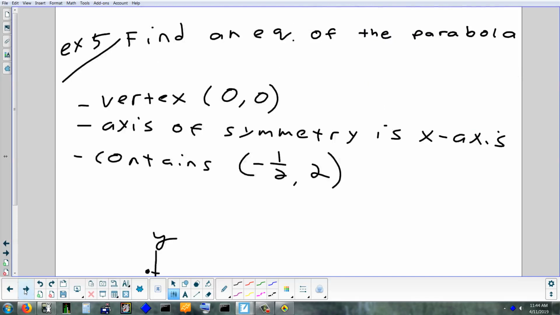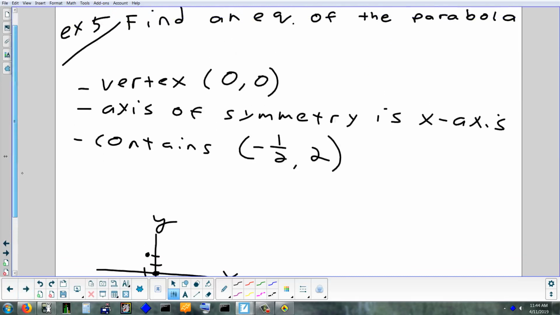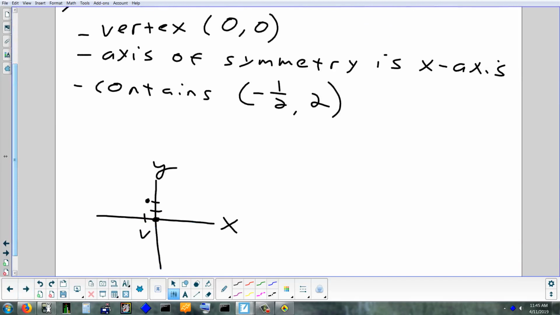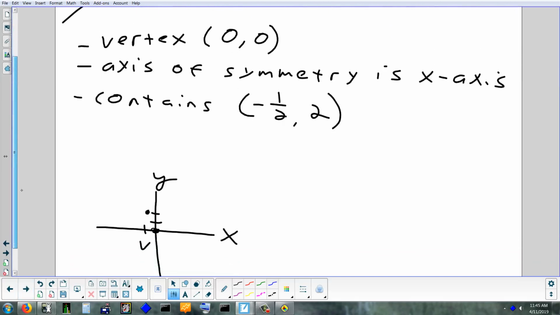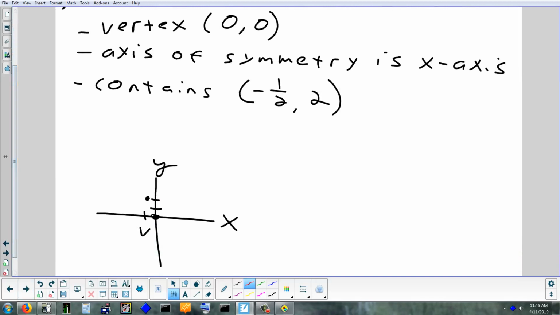Okay, another find the equation. This time we got some different information. So we've got the vertex right there, 0, 0. We've got the axis of symmetry as the x-axis. If your axis of symmetry is horizontal, that limits you to your parabola opening one of two ways. Right or left? It's got to open either left or right. That's the only way the axis of symmetry can be horizontal.